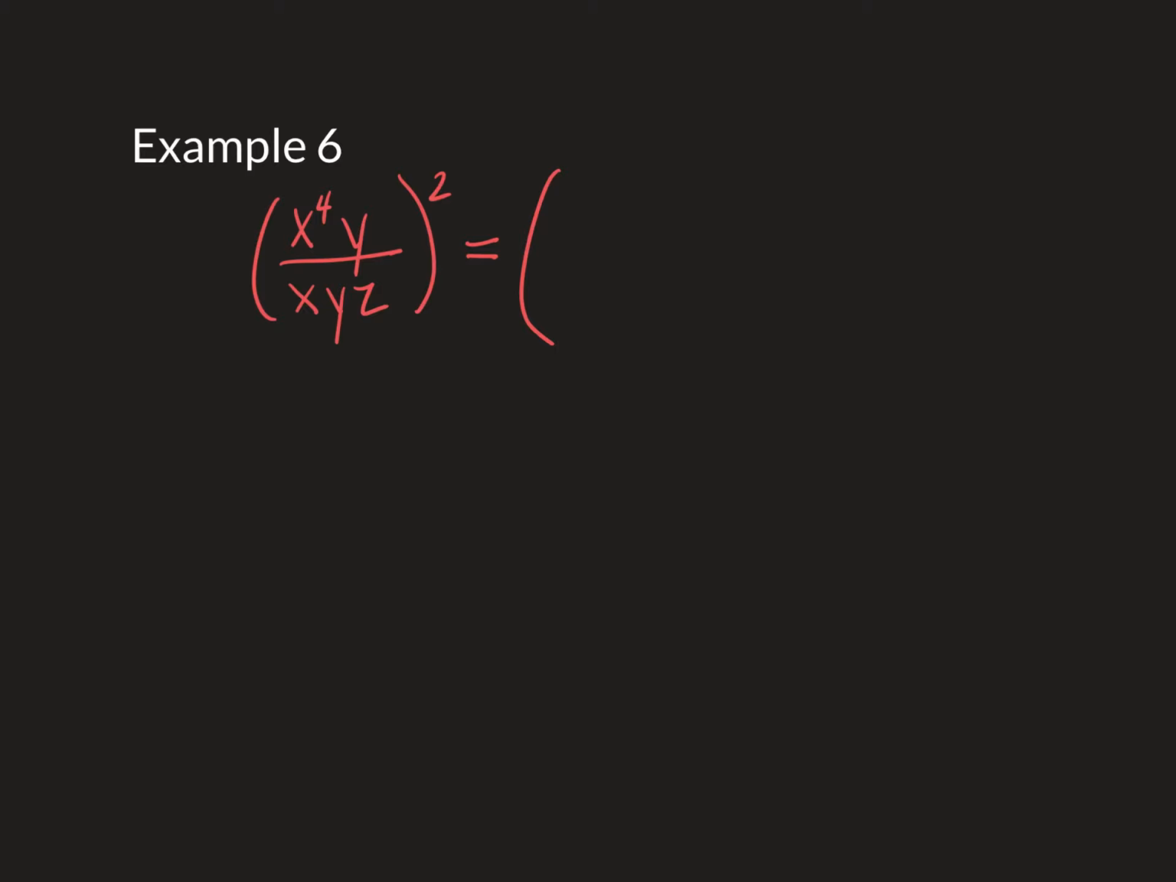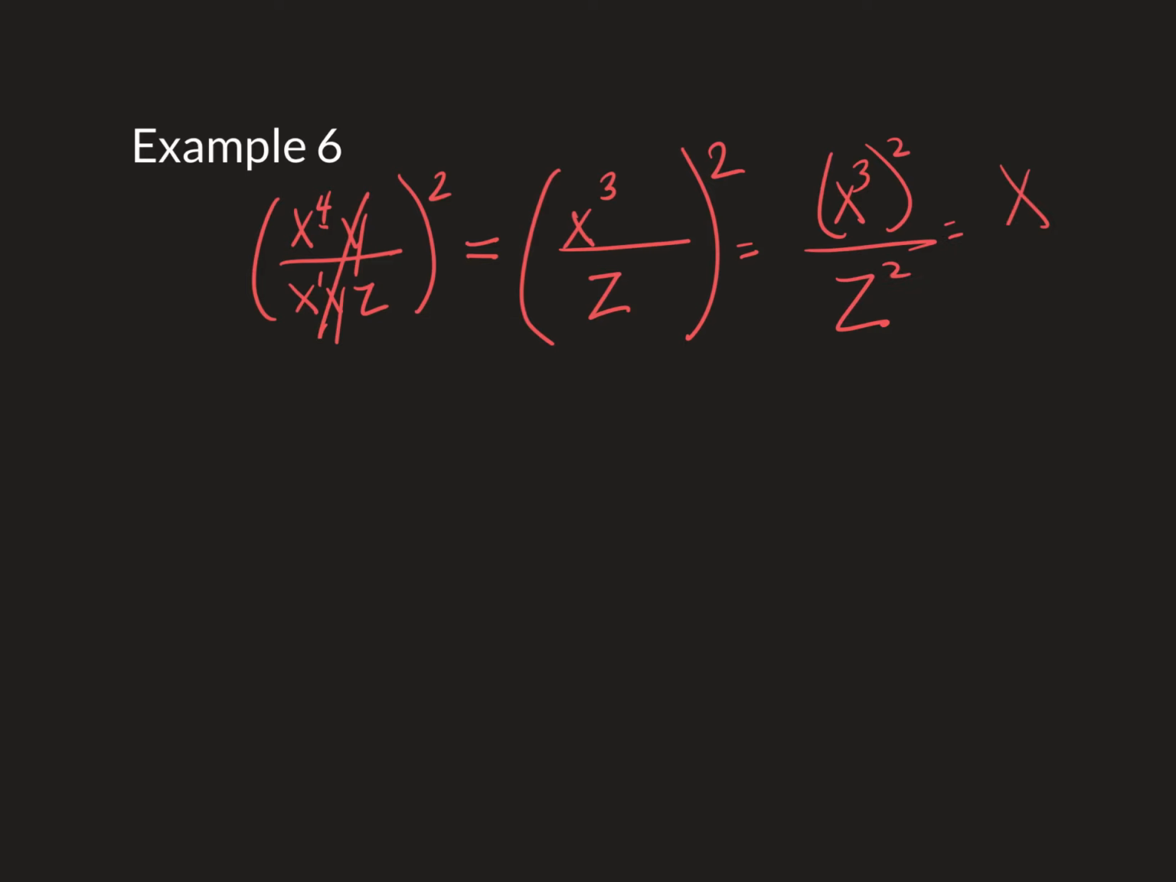So I'm going to simplify, have x in the numerator, 4 minus 1 is 3. My y's will cancel out, and I have z in the denominator and raise that to the second power. And then I'm going to have x to the third raised to the second power, and z raised to the second power. So my answer is x to the sixth divided by z to the second power. Moving on to the next example.